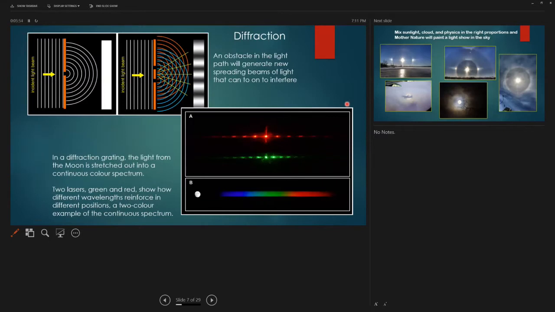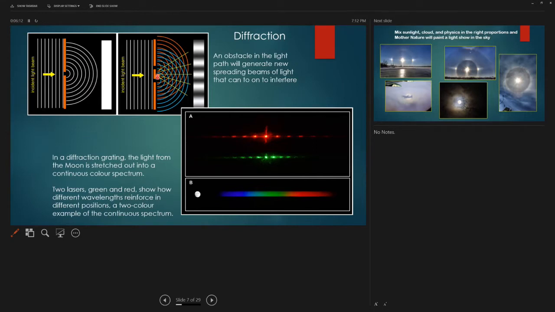We get into diffraction. This is a classical example. Let's say we have a light wave coming along with, say, one single wavelength. When it hits this obstacle, it then begins to spread out in a circular array, the same way a water wave would do exactly the same thing.